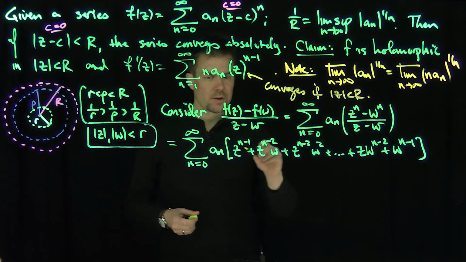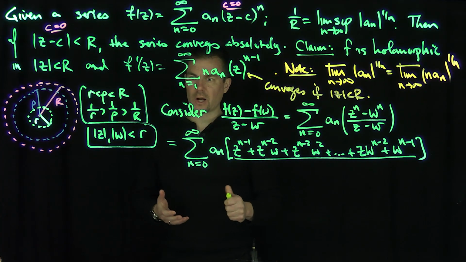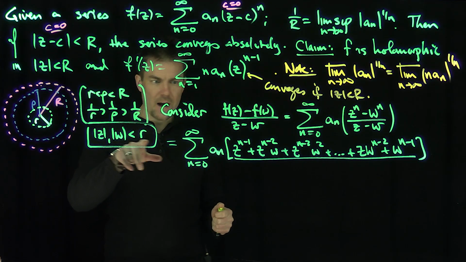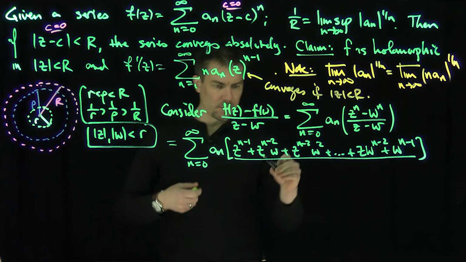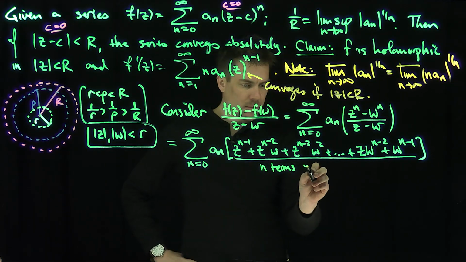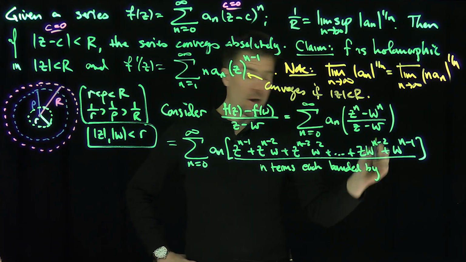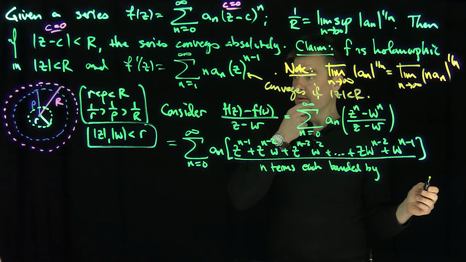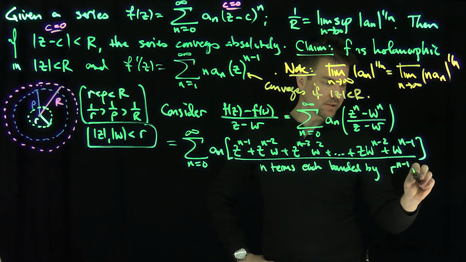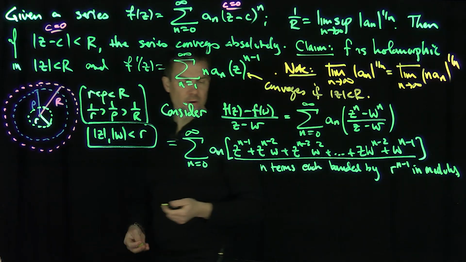And so now let's look at these terms over here. What can I say about those terms? Those terms look like a power of r. How many? We have n terms over here, so there's n terms total, each of them bounded by r to the power n minus 1 in modulus. Okay, so there's n terms bounded by r to the power n minus 1, right?